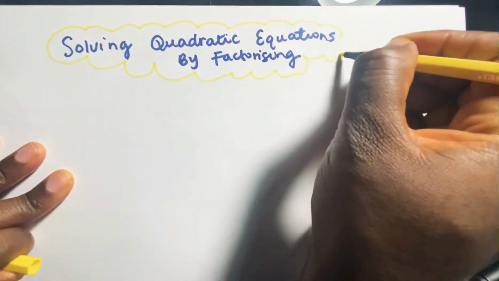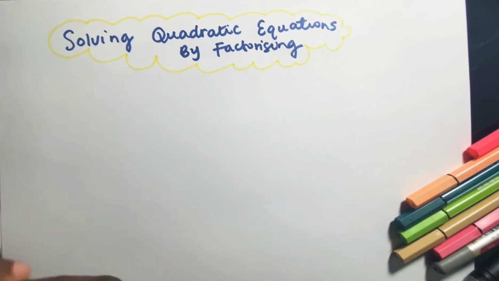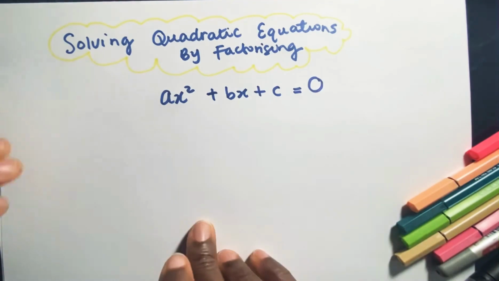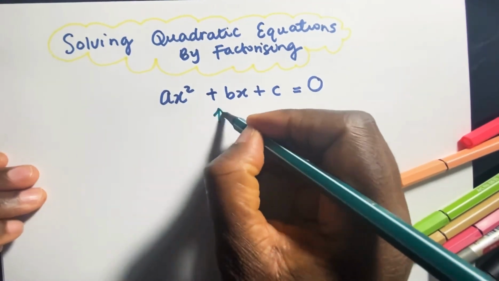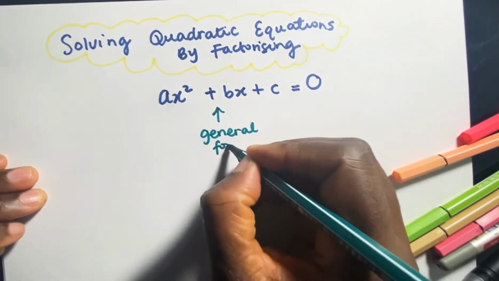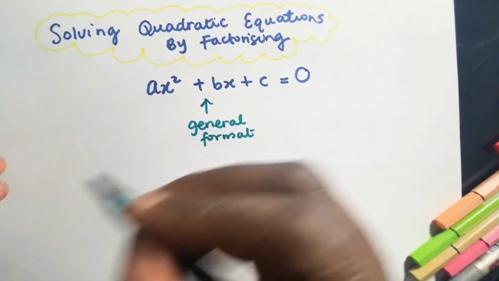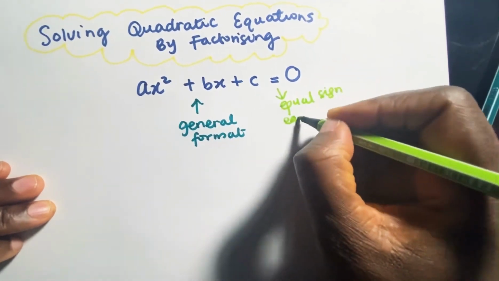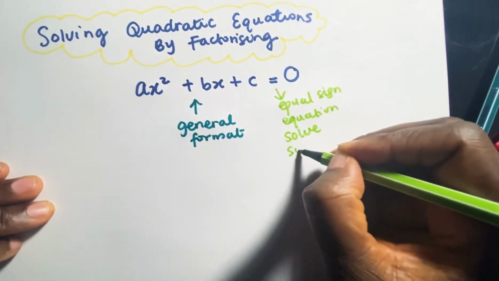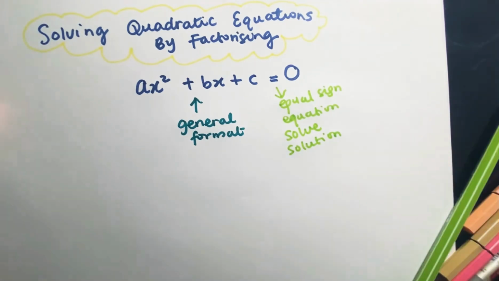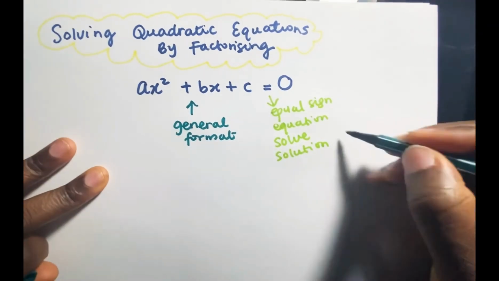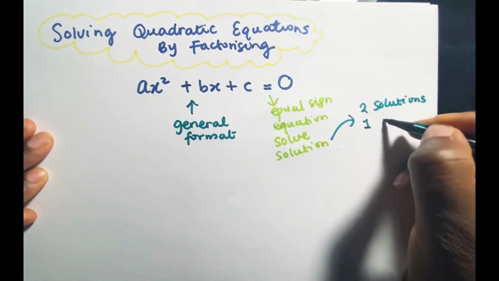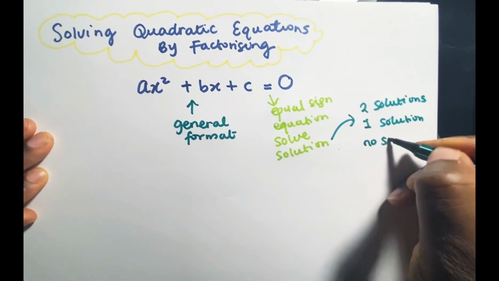In today's lesson we're going to be looking at solving quadratics by factorizing. The general format of a quadratic equation is ax squared plus bx plus c is equal to 0. Notice that we have the equal sign, which makes it an equation, which means there's going to be a solution we have to find. With quadratic equations, you can have two solutions, you can have one solution, or no solutions at all.